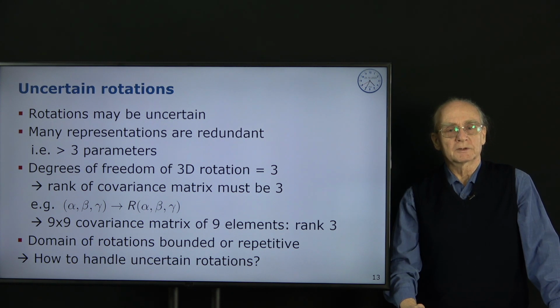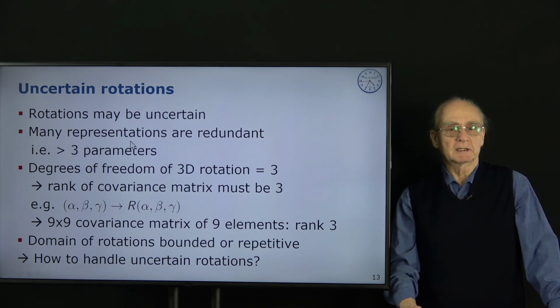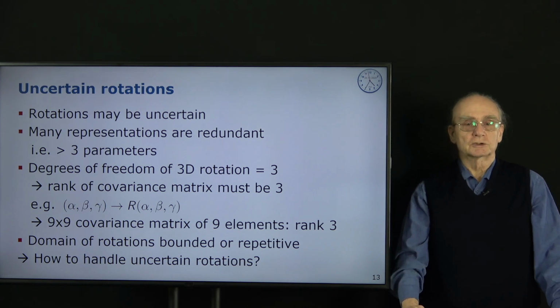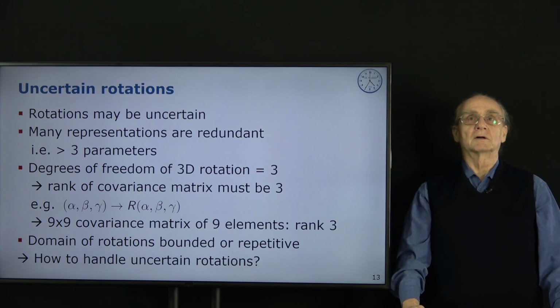Now we have a problem. Most of the representations which we have are redundant. The Euler angle not, but most of the others are redundant. That means they have more than 3 parameters. So that means the covariance matrix which we want to use for describing the uncertainty should have a rank 3 because we only have 3 degrees of freedom.